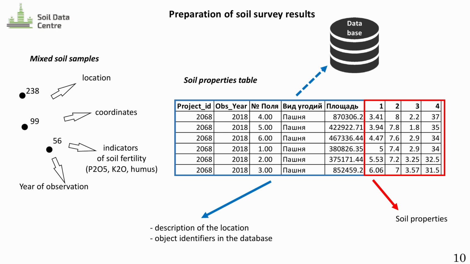Data describing mixed soil samples contain information about geographical position, description of location of sampling, soil properties, year of observation. Data can be entered using a table with a standard structure. The data in the table is linked to the database using a set of identifiers, such as the sample code in the database and the year of the observation.